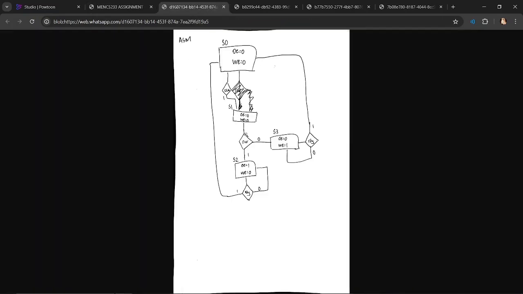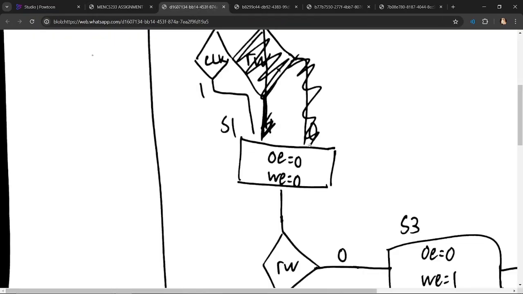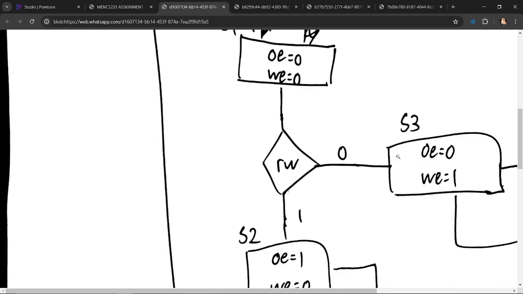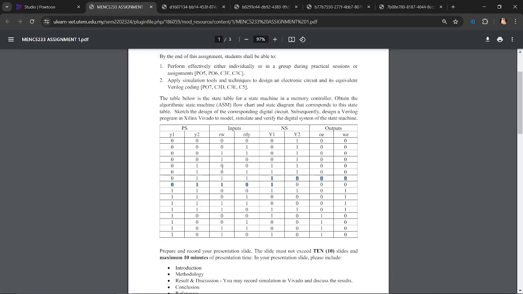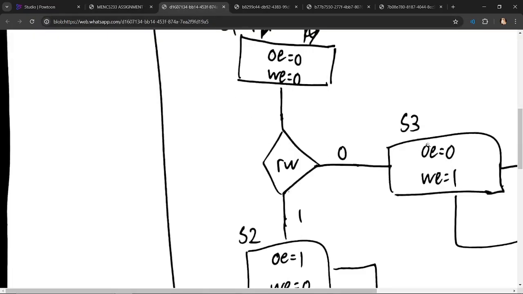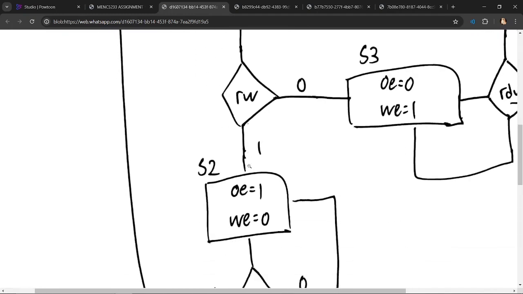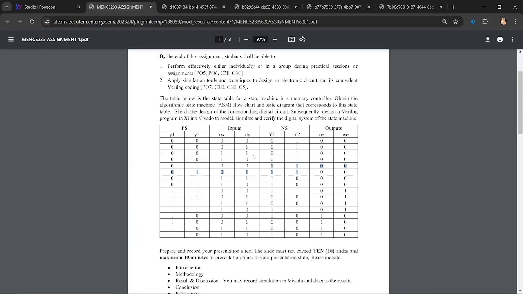So in my table, when you're at S1 and RW equals 0, it will go to S3. If RW equals 1, it will go to S2. Whatever value is in RDY doesn't matter, because when RW changes, the next state will change. Okay, so let's move on to S2. S2 is 1,0. So these bottom 4.